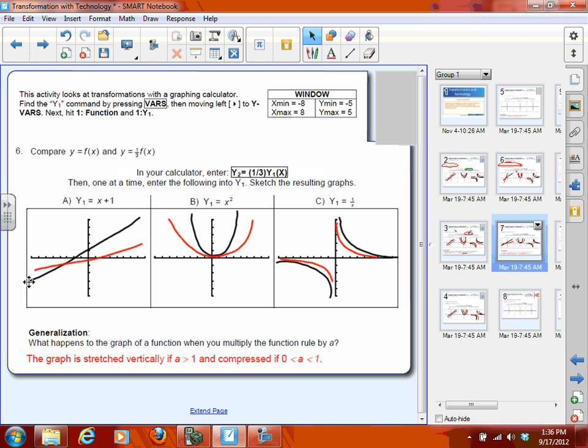Now on the next page, we're going to be multiplying again, but this time all the multiplying that we do is going to occur inside the parentheses. It's going to be inside next to the x. So I want you to go ahead and do number 7 and 8 for me. And then I want to see if you can go ahead and write down what is happening for me on 7 and 8. You can answer that question at the very bottom, generalize.